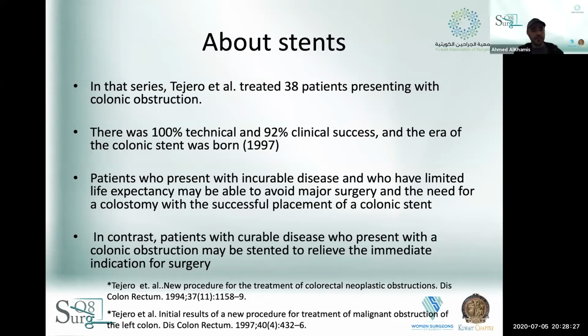And he talked a lot in his paper about patients who present with incurable disease, who have limited life expectancy, and may be able to avoid surgery and the need for a colostomy with a successful stent, like what we just discussed. I'm repeating myself here. So basically what he's trying to say is the stents can be used for palliation, and in contrast, patients with a curable disease who present with colonic obstruction, we can stent them so that we can relieve them for surgery the next day, when you do bowel prep and optimize them and make sure that they have recovered physiologically from the large bowel obstruction.